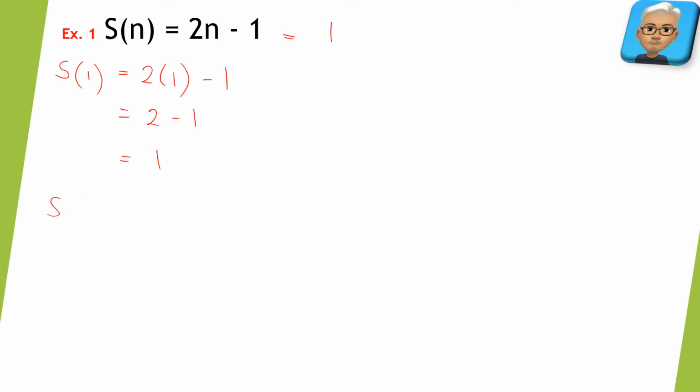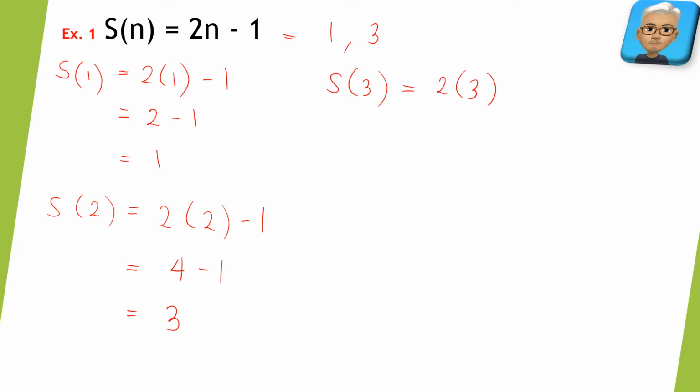Next, we have s of 2. We have 2 times 2 minus 1. 2 times 2 is 4 minus 1. So the answer is 3. Our next term here is 3. For the third term, look for s of 3. And that is 2 times 3 minus 1. 2 times 3, 6, then minus 1. The answer is 5. So our third term here is 5.